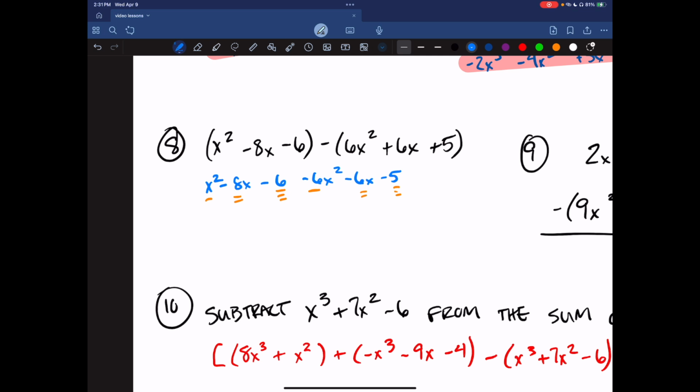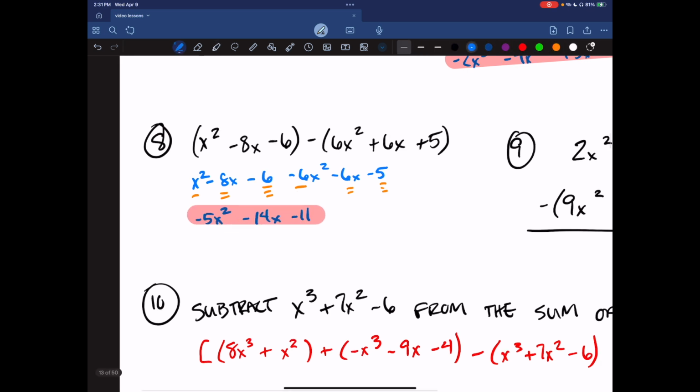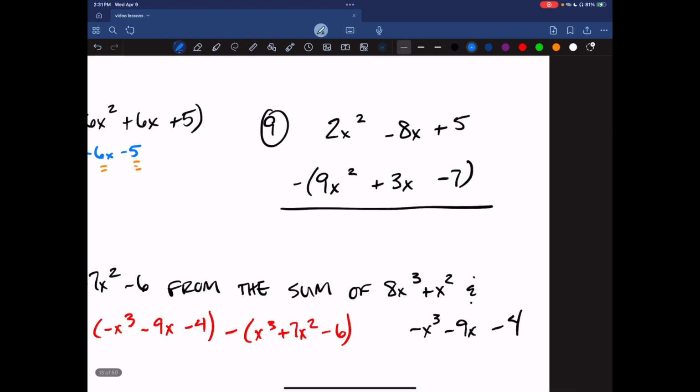All right, so you have x squared minus 6x squared, so that's going to be minus 5x squared. You get negative 8x, negative 6x, it's going to be minus 14x. Negative 6, negative 5, that's going to be minus 11. Okay? There you go. And just like with addition, you can add and subtract vertically. You can do the same thing with subtraction. You can subtract horizontally or vertically.